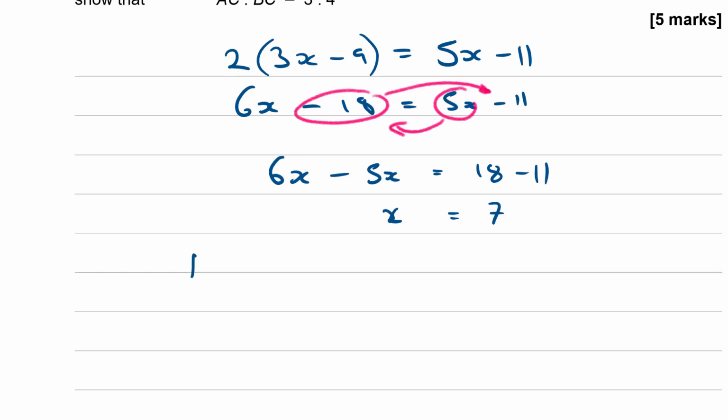So AC to BC is 18 to 24, but 18 and 24 both have a common divisor. They're both in the 6 times table. So dividing both sides by 6, 18 divided by 6 is 3, and 24 divided by 6 is 4. So there we go. We've shown that AC to BC is in the ratio of 3 to 4.